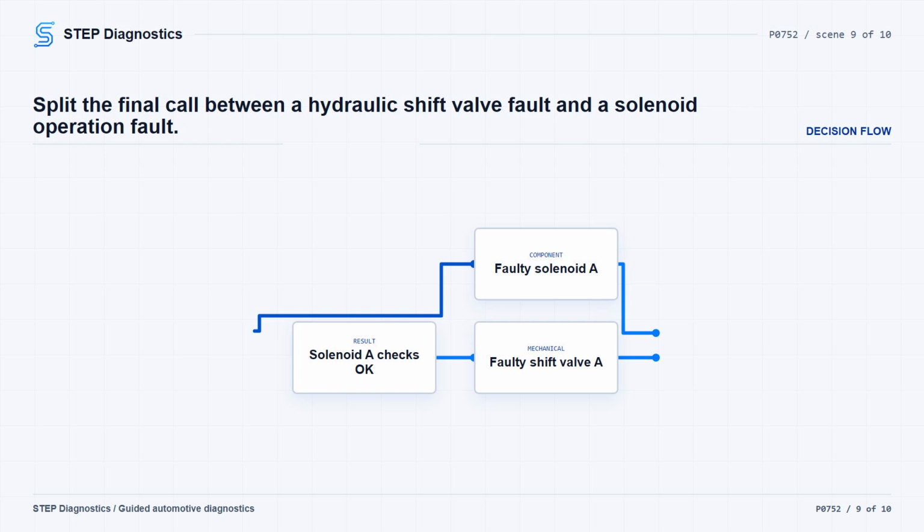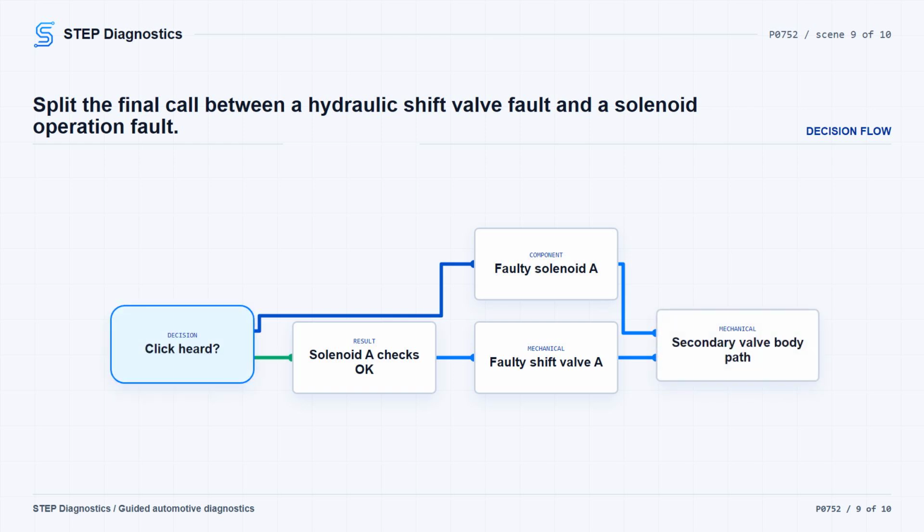If you do not hear a clicking sound, the path points to a faulty shift solenoid valve A. The repair path is replacement of the secondary valve body for shift solenoid valve A.